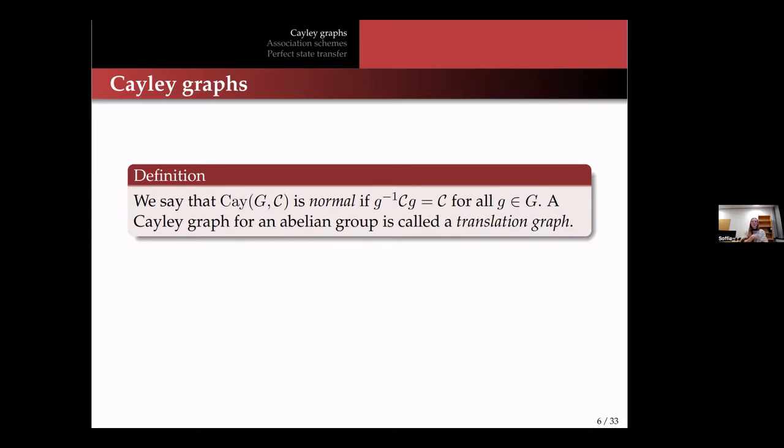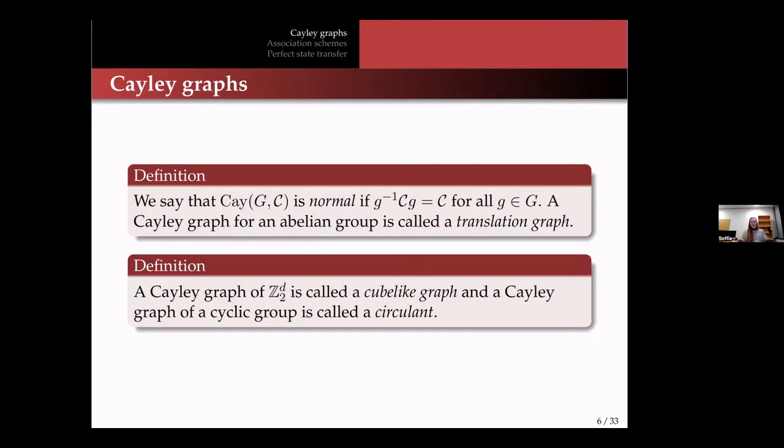And then we say that a Cayley graph for an abelian group is called a translation graph. You notice maybe that a translation graph is always a normal Cayley graph, because in an abelian group, the conjugacy classes are singletons. And actually, in this talk, we are going to be focusing on normal Cayley graphs and translation graphs. In general, being a normal Cayley graph is a really nice property for what we are studying here. It makes everything a lot easier.